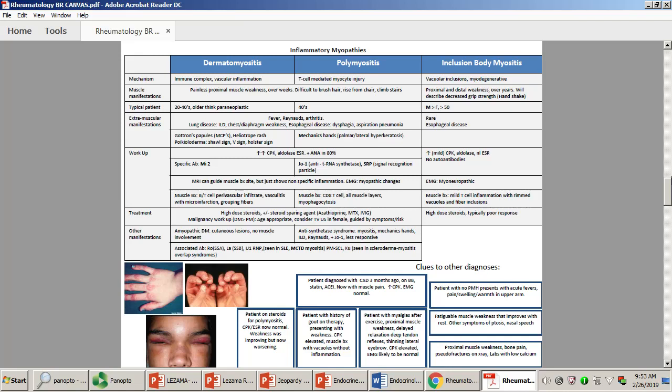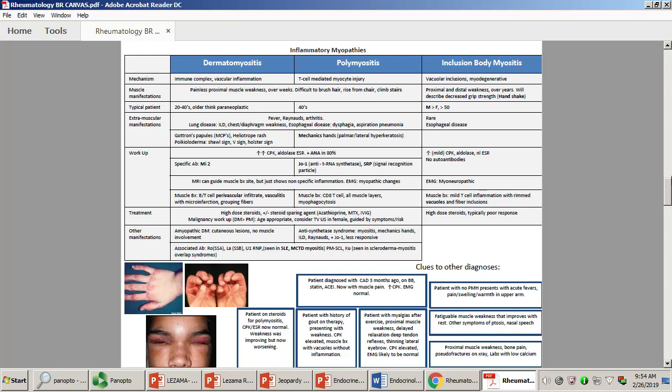Okay. So pictures here, you guys have your Gottron's papules, you have your heliotrope rash, you also have the mechanic's hands there. So other things that sometimes can be a little bit confusing, we have a couple of little scenarios here. So patient on steroids for polymyositis, CPK and sed rate are now normal. However, there's weakness. The weakness that initially started improving, now it's worsening. So what's happening here? Steroid-induced myopathy.